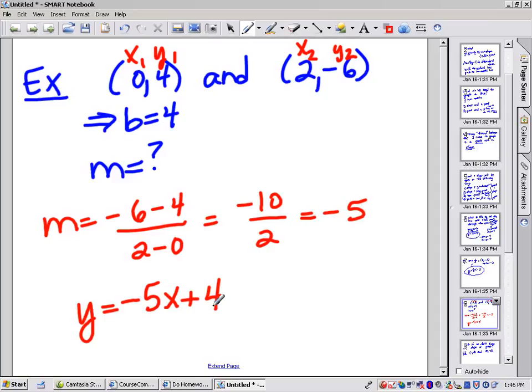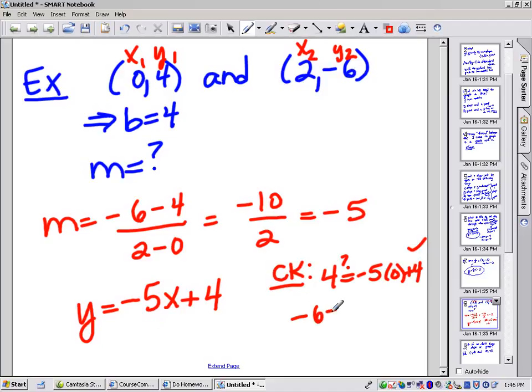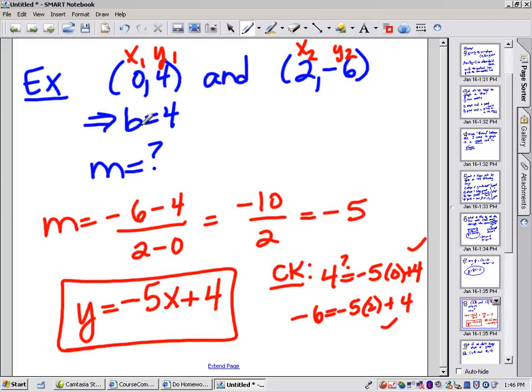Now how can you check? You should be able to plug in (0, 4) and get a true statement, and plug in (2, -6) and get a true statement. So if I wanted to check my work, I'm asking myself, is 4 equal to -5 times 0 plus 4? And yes, that is true, right? I'm also asking myself, is -6 equal to -5 times 2 plus 4? So -5 times 2 is -10, plus 4, which is -6, so that's true as well. So I know that this is the equation that goes through those points.